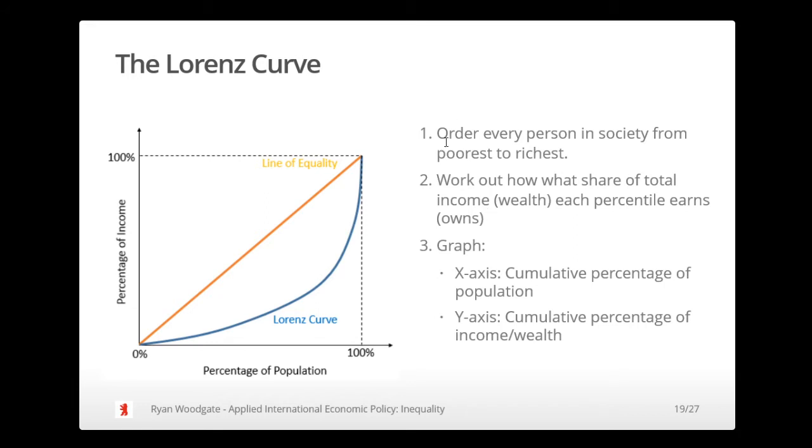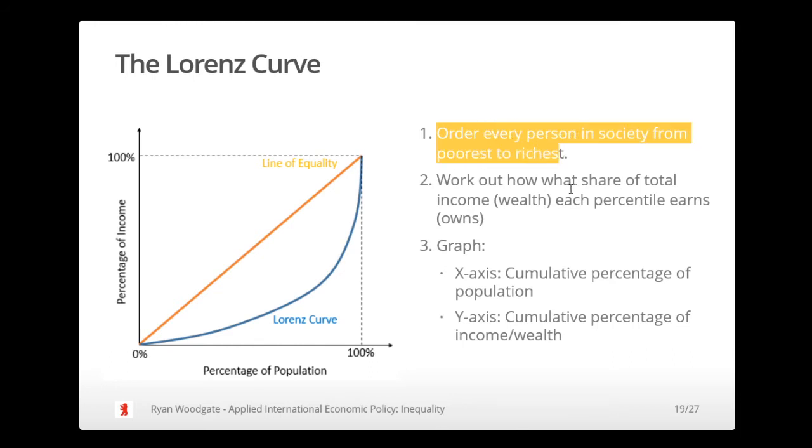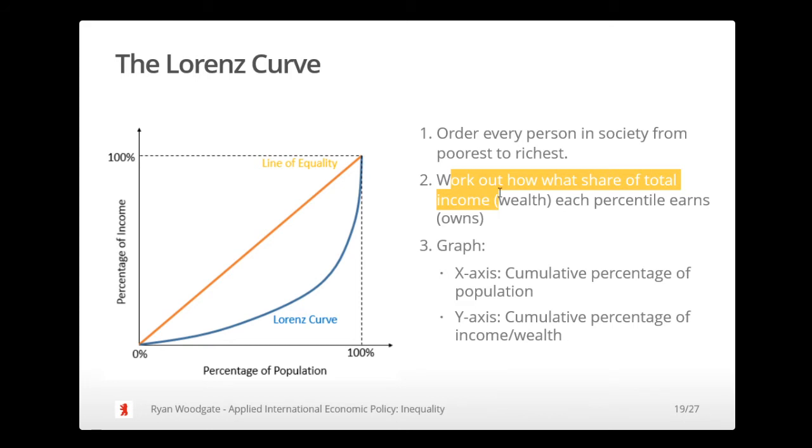So the order in which you construct this graph, which we'll get to soon, is as follows. Again, order every person in society from poorest to richest. Work out what share of total income or wealth each percentile earns. And then, using that data, you graph the cumulative percentage of the population on the x-axis, and then you have the percentage of income or wealth on the y-axis. And what we would expect in a completely equal society is that, say here, 1% of the population earns 1% of, in this case, income, 2% of the population earn 2% of the income, and 100% of the population earn 100% of income.